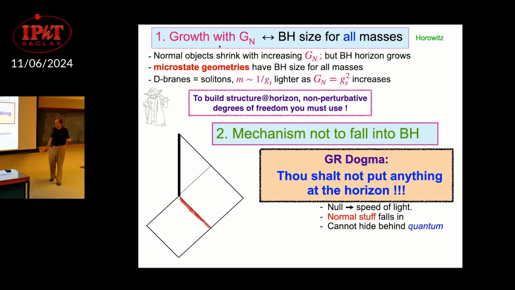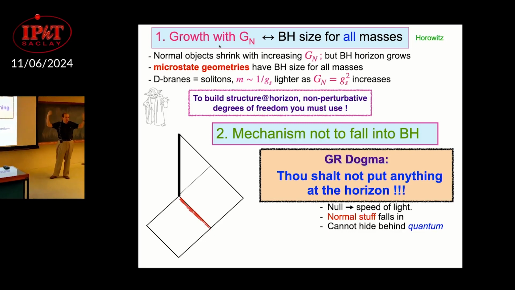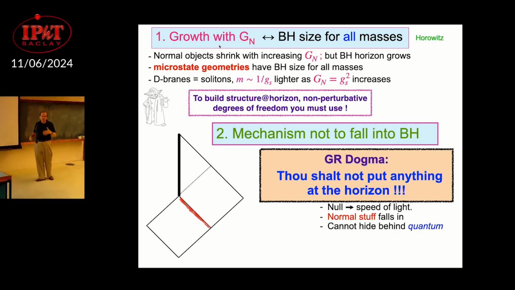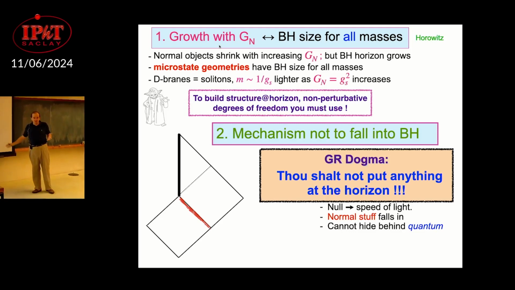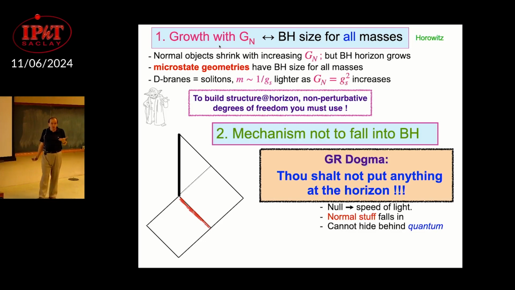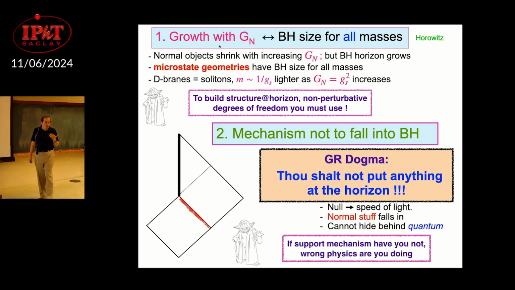So normal stuff falls in. Normal stuff, you just put it there, it falls in. And you cannot hide behind quantum and say there are some quantum effects, because there is always a semi-classical limit, and in the semi-classical limit, they are going to fall in. You cannot build normal stuff there. The stuff needs to be very stiff, and you need to have something which we call the support mechanism.